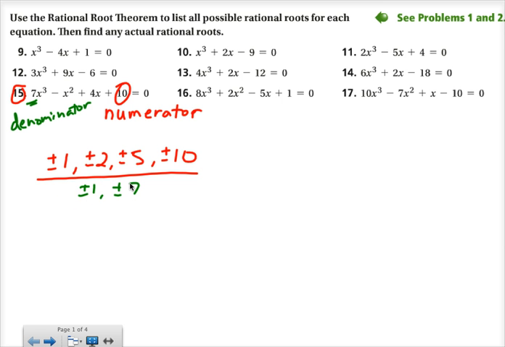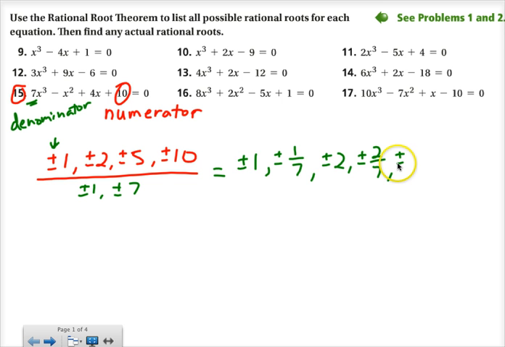So as we think about all the fractions that would be available here, what I do is take this 1 up here and divide it by the different numbers that I see in my denominator. So a positive and negative 1 divided by a positive and negative 1 will, of course, be a positive and negative 1. And then a positive and negative 1 divided by a positive and negative 7 will be a positive and negative 1/7. I go through that process for each of the numbers in my numerator. So positive and negative 2 over positive and negative 1 will give me positive and negative 2. Positive and negative 2 over positive and negative 7 will give me a positive and negative 2/7.